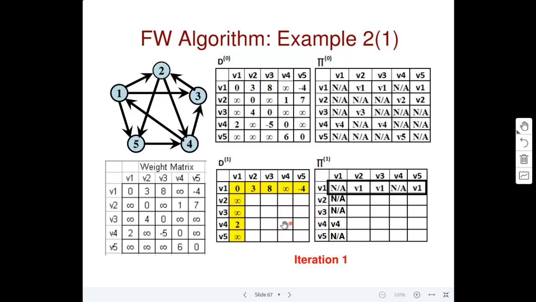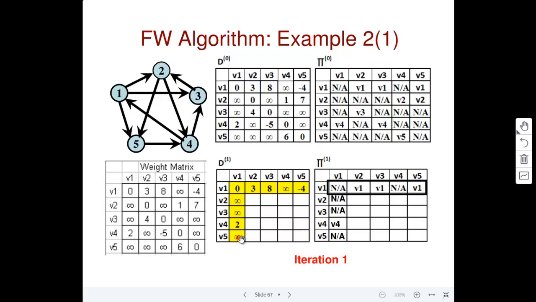Now for this cell it is horizontal 2 and vertical negative 4. So 2 plus negative 4 is negative 2, which is less than infinity. So we can write negative 2 here, and since we reduced the distance, look at the row for V1 and this cell, so to V5. From V1 to V5, the predecessor is V1. So write down V1 here.